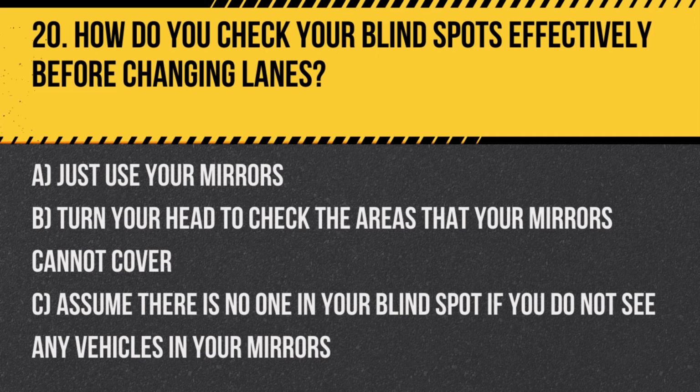Question 20. How do you check your blind spots effectively before changing lanes? A. Just use your mirrors. B. Turn your head to check the areas that your mirrors cannot cover. C. Assume there is no one in your blind spot if you do not see any vehicles in your mirrors. Answer: B. Turn your head to check the areas that your mirrors cannot cover. It is essential to physically check your blind spots by turning your head, as mirrors may not show all areas.